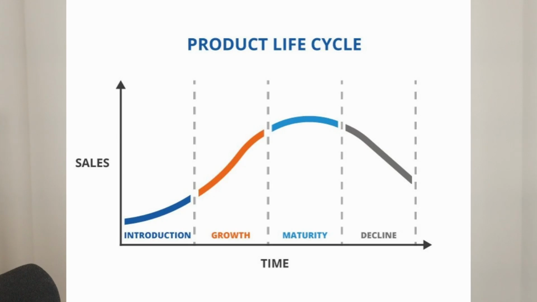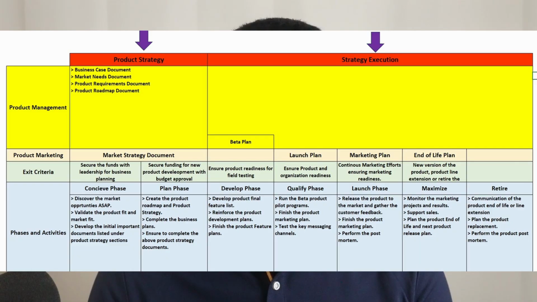Now, what does a typical product lifecycle look like? It follows four basic stages: introduction, growth, maturity, and decline. In product lifecycle management, you are really managing two major aspects of the product, which are the product strategy and the execution of the product. So let's break down each of these aspects.